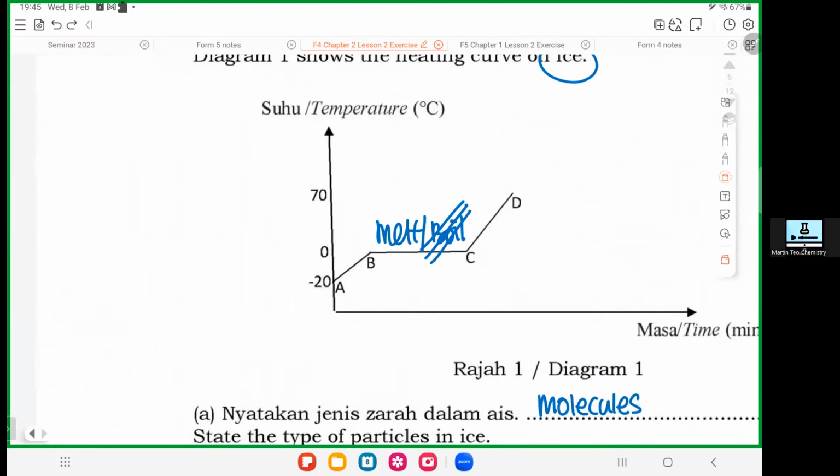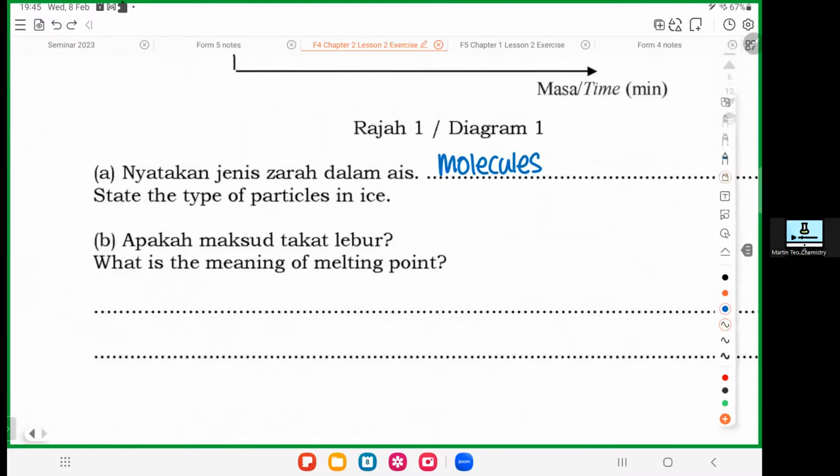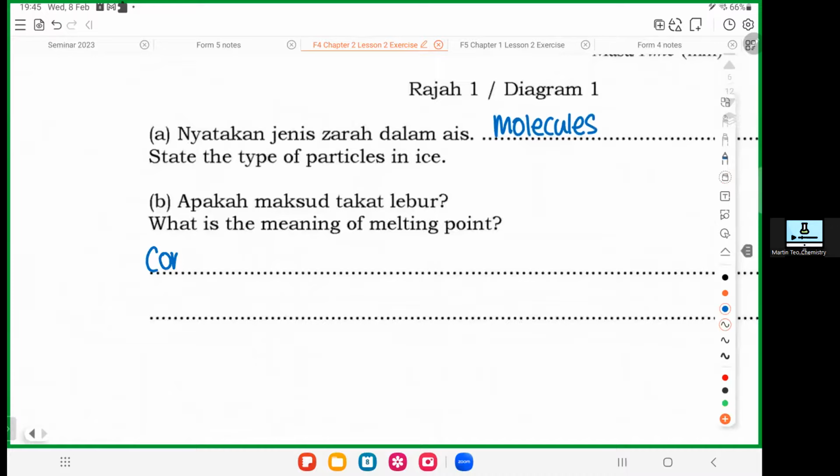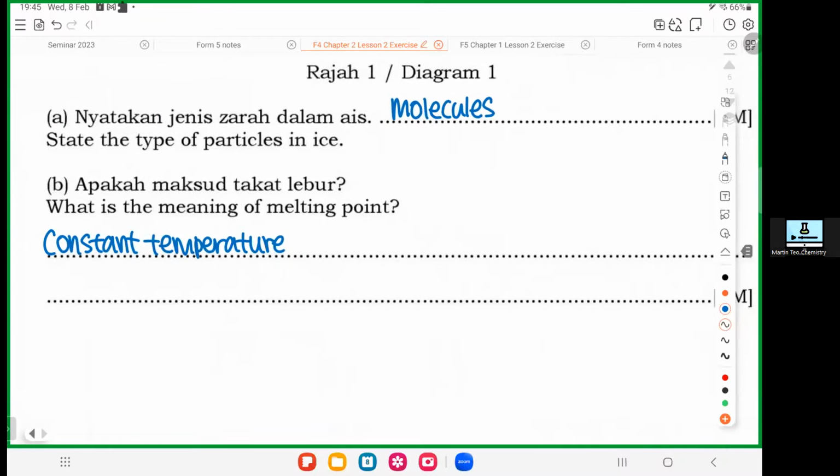Okay, so now, next one. What do we mean by melting point? Something I asked you early on today. Melting point is not a point. Melting point is a constant temperature. What's so special about this temperature? At this temperature, solid becomes liquid. Solid changes to liquid, and that temperature is called the melting point.